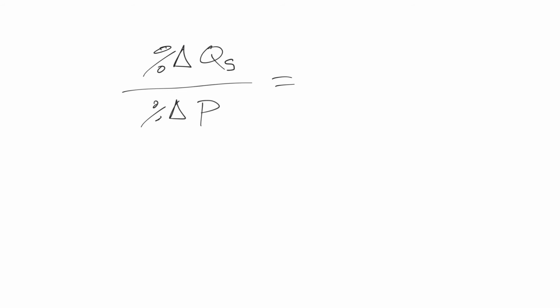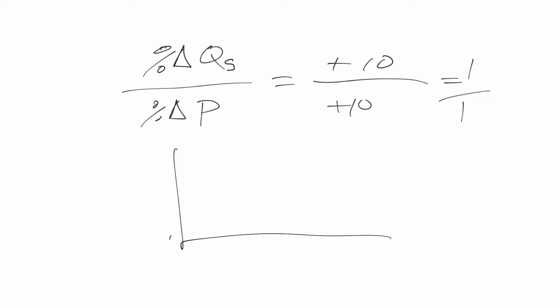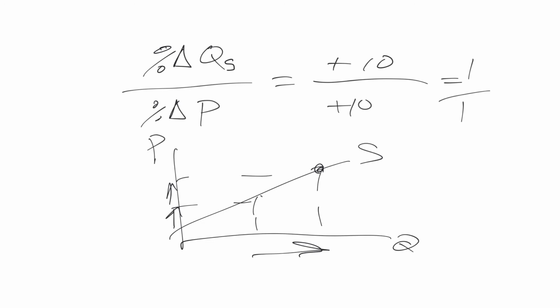Okay, we would expect that to be positive, right? So if the price of a good goes up by 10%, let's say quantity supplied goes up 10%. So 1% change in price, we've got a 1% change in quantity supplied. And again, because of the upward sloping supply curve, we are not surprised by that. Price goes up, and quantity supplied goes up.